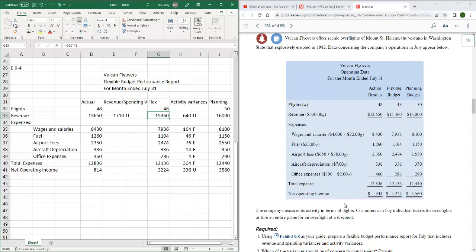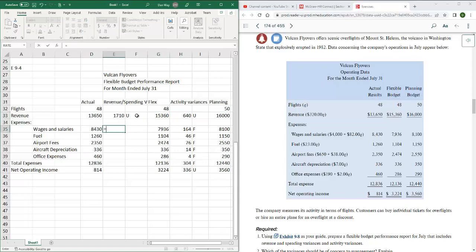Now maybe in this case, they did give us a little information here and said customers can buy individual tickets or hire an entire plane at a discount. Maybe we had more customers doing that than originally expected or planned for. Maybe we had to cut some other kind of discounts for delayed service or reschedules or whatever else.